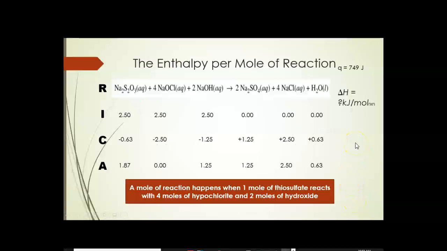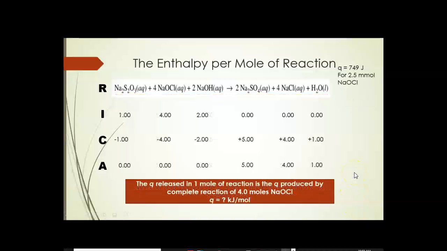But the plain fact is, we're going to look for the 1 coefficient, because when 1 mole of this is gone, then 1 mole of reaction has occurred. A mole of reaction then happens when 1 mole of thiosulfate reacts with 4 moles of hypochlorite and 2 moles of the hydroxide. All right. The Q released in 1 mole is the Q produced by the complete reaction then of 4 moles of sodium hypochlorite, because that's the only way we can get 1 mole of this to react.